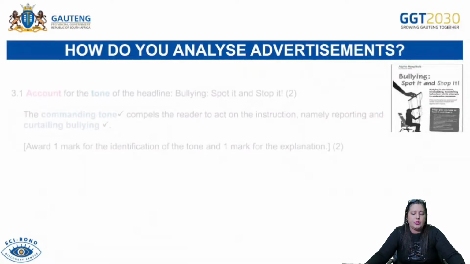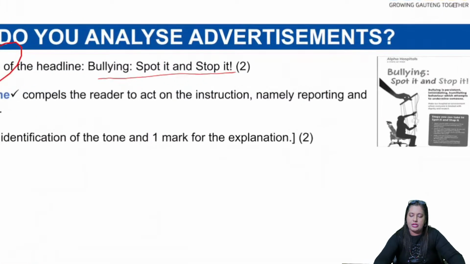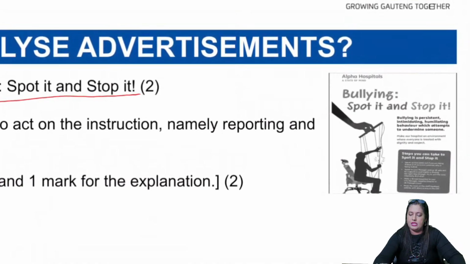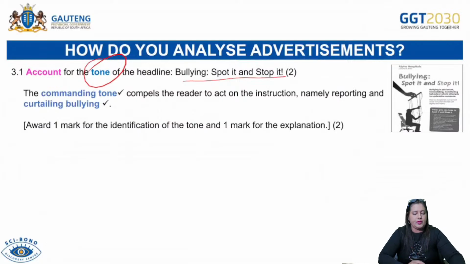Okay, so how do we go about it? Let's look at some questions. Account for the tone of the headline. So already you're thinking headline means a particular one that's standing out, okay? Bullying, spot it and stop it. All right, if you look at the image again on the side of the screen, you would see it there, a different font being used as well. Right, so what is the answer that was given in this particular exam paper?